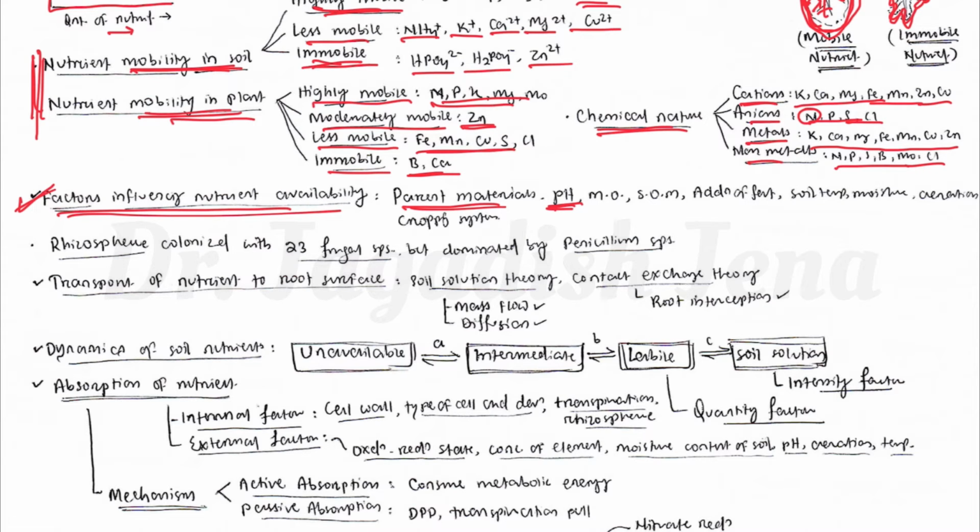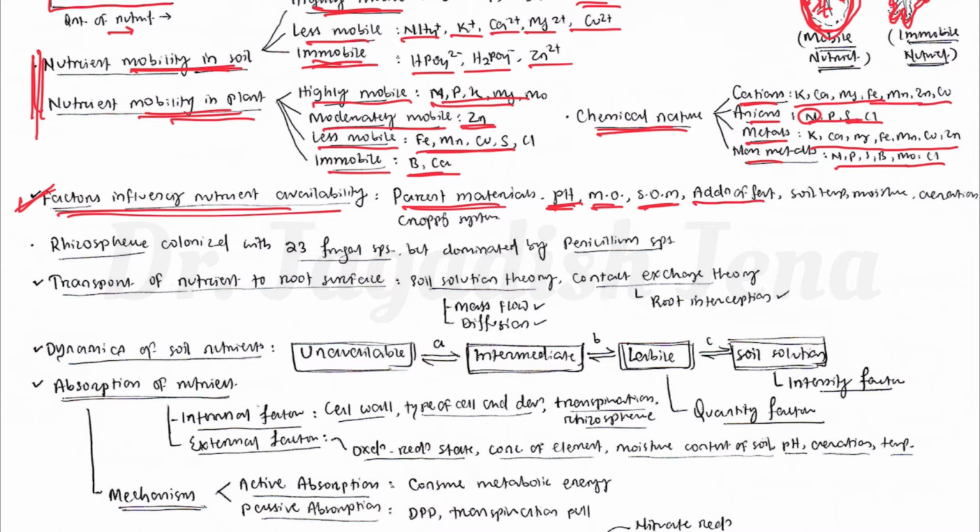Okay, so for optimum availability of the nutrient, pH must be optimum. Then microorganisms convert the nutrient from mobile to immobile form, and immobile to mobile form. So their microbial activity also affects the nutrient dynamics in the soil. Soil organic matter, because soil organic matter is the storehouse of different nutrients, and if the soil organic matter is proper, then microbial activity will be proper, then nutrient availability will be optimum.